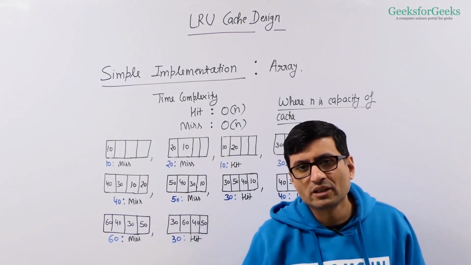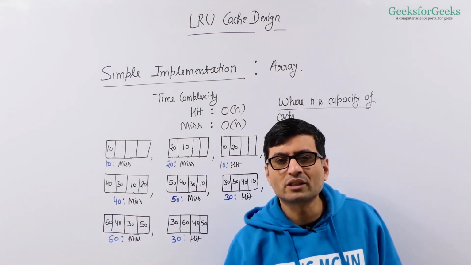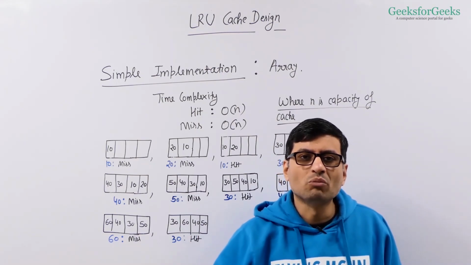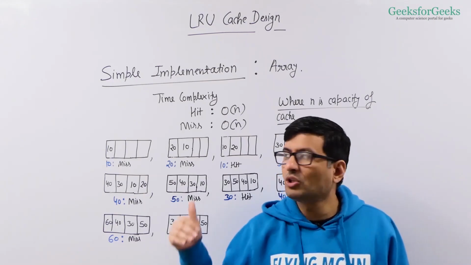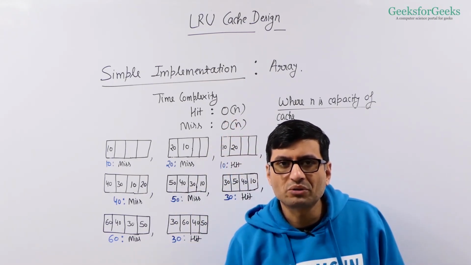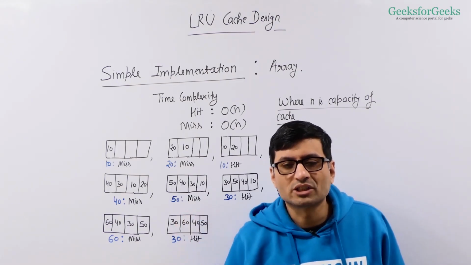In case of miss, anyways you will traverse through the whole array and then you will figure out it's a miss and then you will insert this item at the front of the array and then you will move the n minus 1 items one position back. So both the operations are big O of n. Now please pause this video and think of an implementation which has both these operations in big O of 1 time on average.